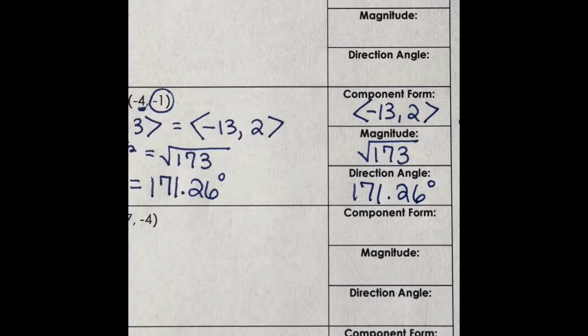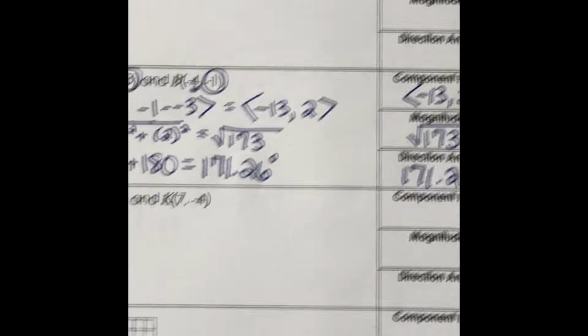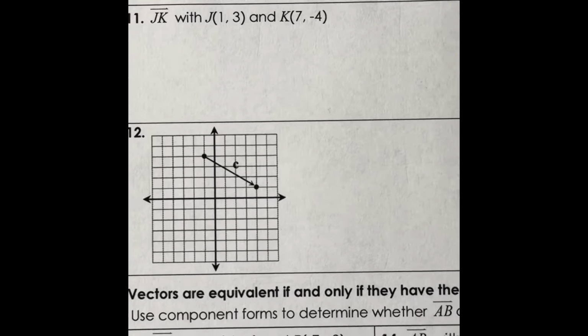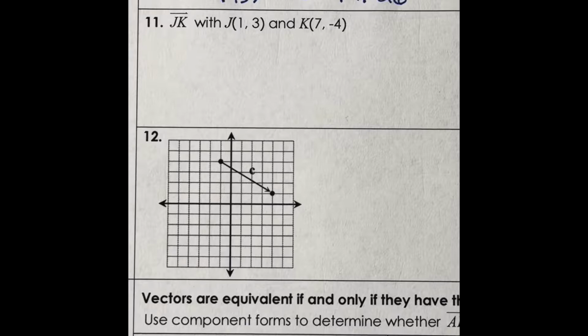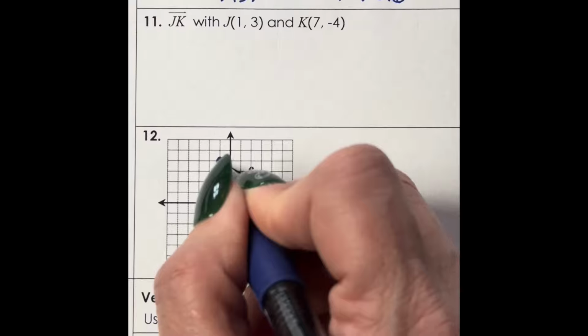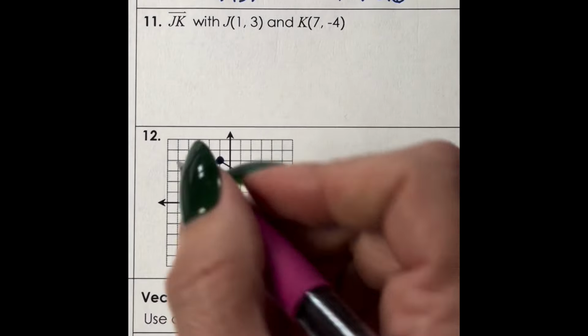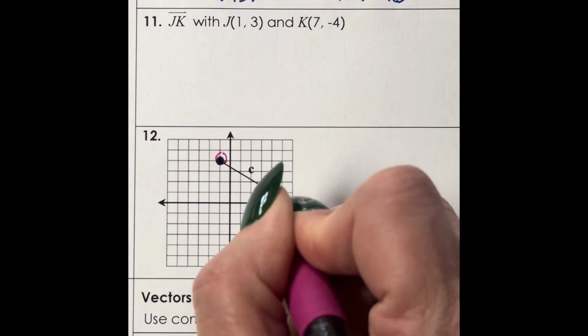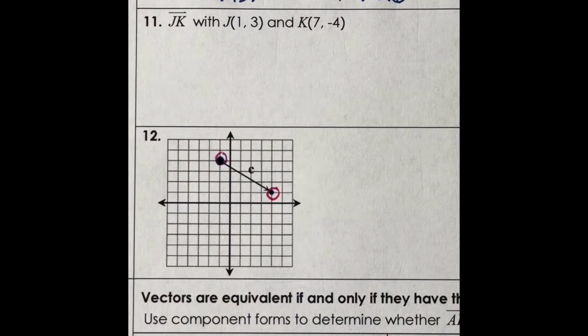All right. Now let's do one where there's a graph given to us. Okay, so let's go to question 12. And I want to show you how we can just kind of visually figure out where the component form will be. All right, so we have our initial point here. Let me use a different color, make that a little bit easier to see. Initial point here, terminal point here. What I'm going to do is figure out what kind of movement I have to do to get from the initial point to the terminal point.